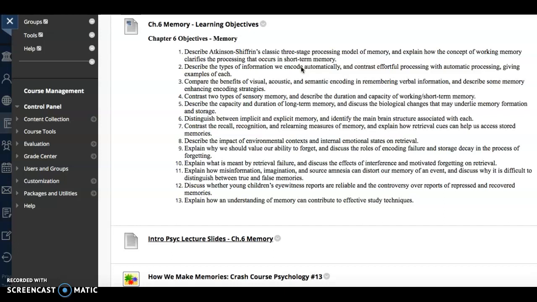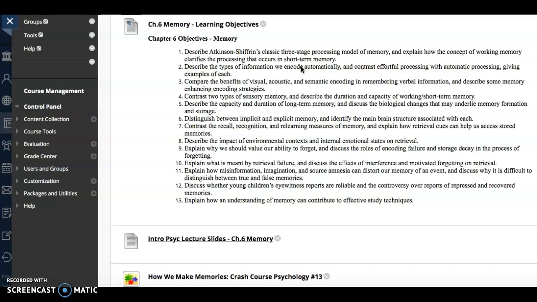Then describing the impact of environmental contexts. So the environment that you're in and how that can affect how you store or process memories, as well as your internal emotional state and how that affects retrieval of memories.